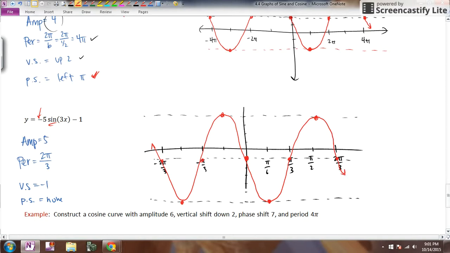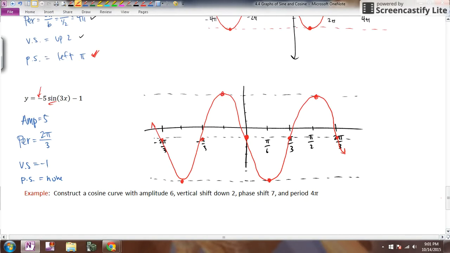All right, you can see the bottom of the screen there. You can go ahead and try to make a sine graph if you want with those phase shifts and that vertical shift and everything and that period. See if you can get it. And we'll try it in class.